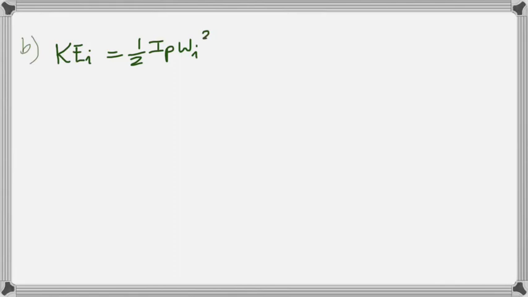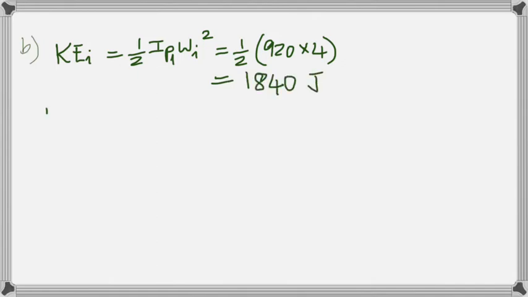Because you're supposed to find the rotational kinetic energy before and after. Did you notice that? Okay, so I'm finding the kinetic energy before, that's initial. That's 1/2 times I of the platform, omega squared. Plug in the numbers. I got 1840 joules. Because it's just 920 times 2 squared, 4. And then to find the final, same formula.